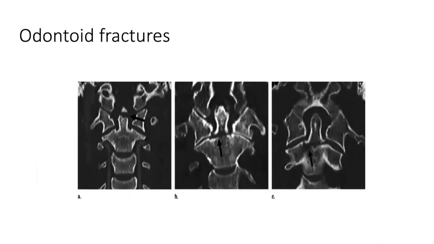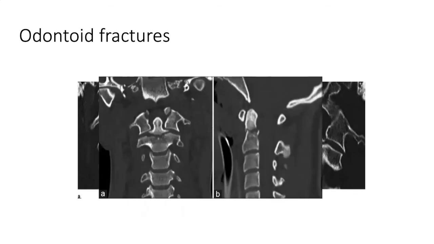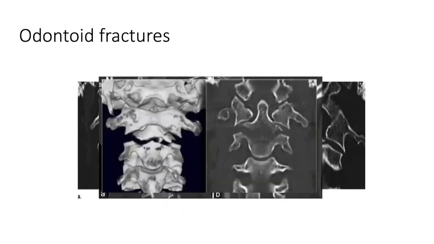Here we can see the odontoid fractures. On picture A, you will see a type 1, on picture B, a type 2, and on picture C, a type 3, and that's the one with head-spine dissociation. You can see a type 3 here as well, and here as well.